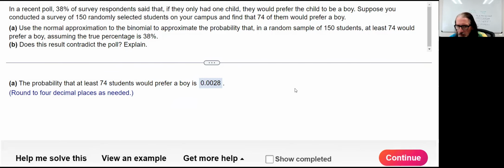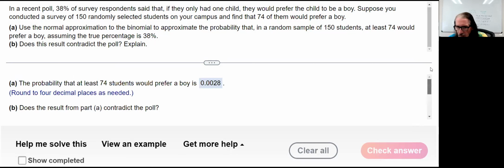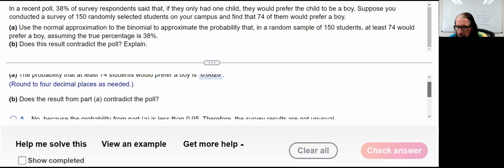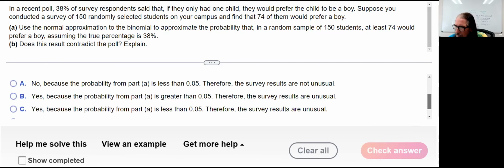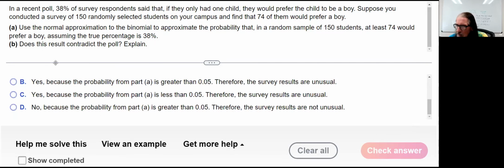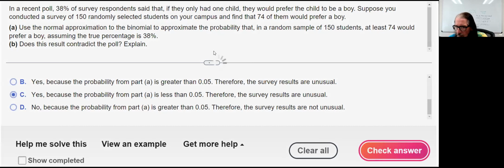All right. And pressing continue to see, does this contradict the poll? That number is less than 0.05. So we're dealing with something that is unusual. So yes, since we've got probability less than 0.05, the results are unusual, contradicting the poll.